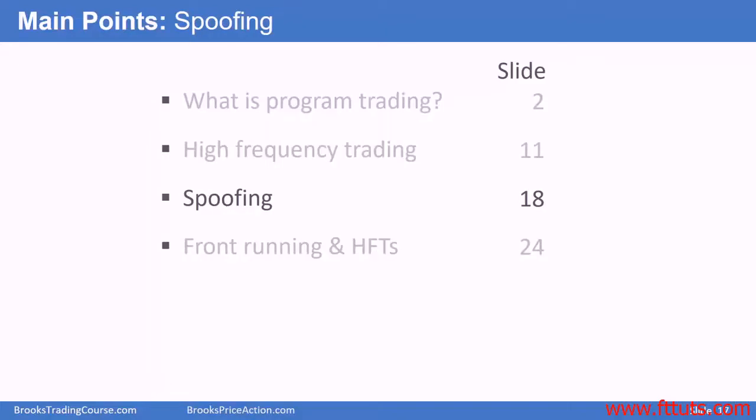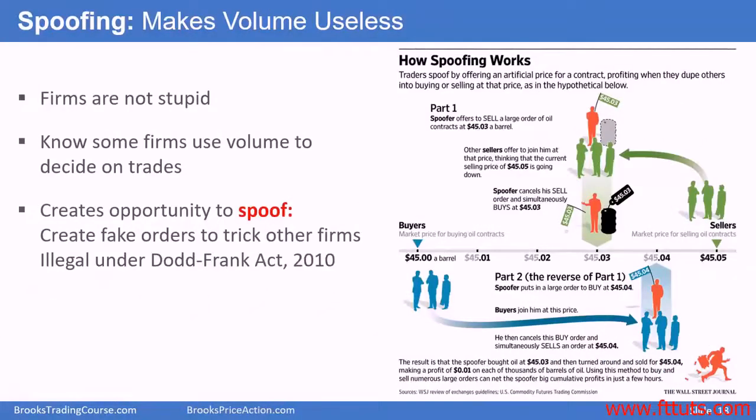Next, I want to talk a little bit about spoofing. Spoofing makes looking at volume pretty much useless. Firms are not stupid. If you're a firm, you know that other firms are out there using volume to make decisions on trades, and that creates an opportunity to spoof them, to fool them, to trick them. So you create fake orders to trick other firms into doing something that their algorithms want them to do. You know what an algorithm might be doing at another firm. You don't know that firm XYZ down the street has a particular algorithm, but you know that there is some firm out there who will run different algorithms, and you design algorithms designed to counteract them, and you're trying to trick them into making bad trades.